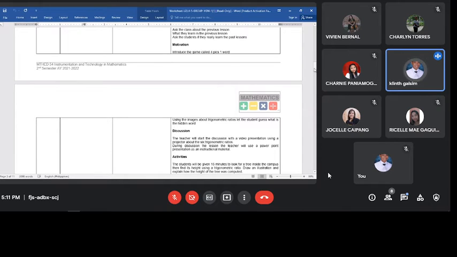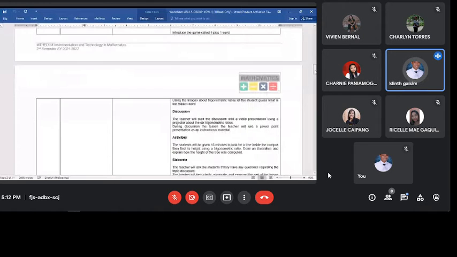For our discussion, the teacher will start with a video presentation using a projector about the six trigonometric ratios. During the discussion of the lesson, the teacher will use a PowerPoint presentation as an instructional material.